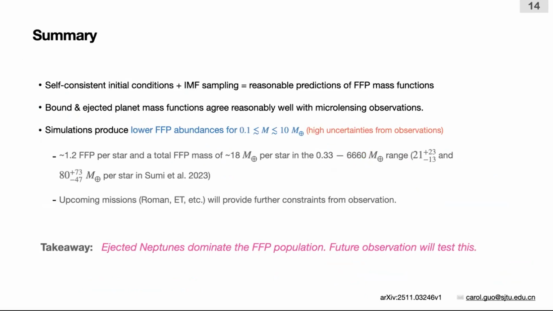So this is my summary. With self-consistent initial conditions plus the stellar mass sampling, we can make reasonable predictions of free-floating planet mass functions. And for a smaller mass range, we produce lower FFP abundance. But it's worth mentioning that the observation has high uncertainties in this smaller mass range. The take-home message is that we found ejected Neptunes, which means smaller planets under 10 Earth masses, dominate the FFP population, and we expect future observations will test this.